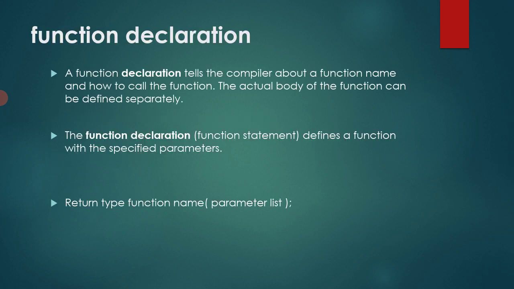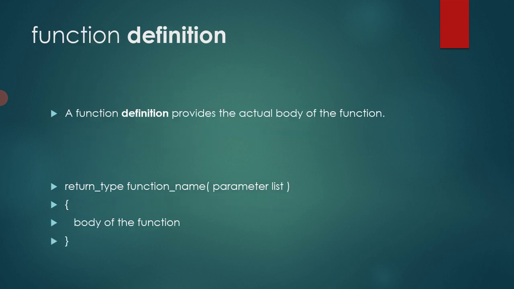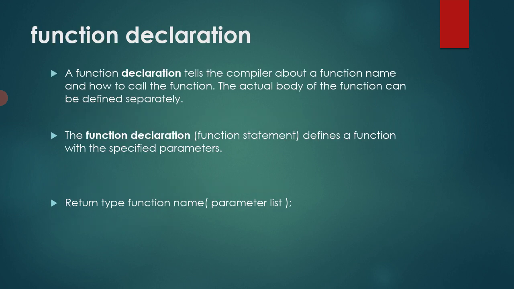Function declaration. Now there are two things, function declaration and function definition. Whenever you have to use a function, it is mandatory that you declare a function and you define a function. So there is a difference between declaration and definition. I have already explained in the starting videos what declaration of variables is, that whenever we have to use a variable, we have to declare that variable. Similarly, when we have to use a function, we have to declare that function.